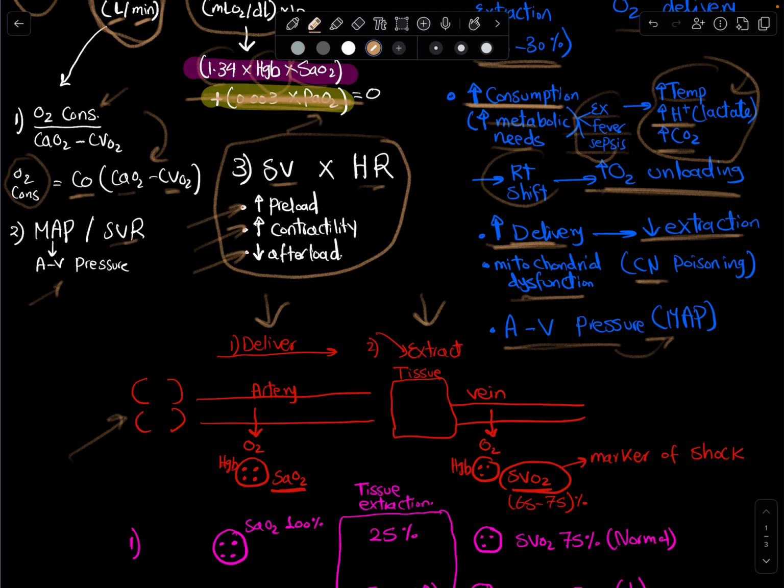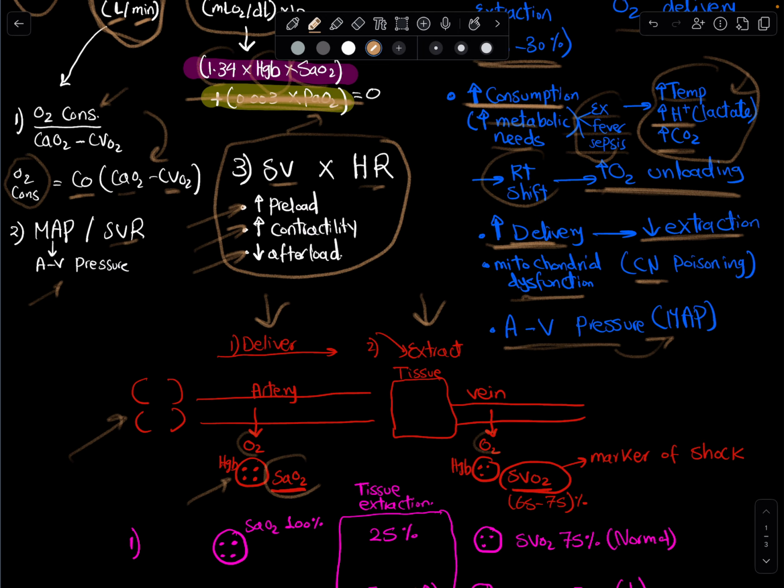Then you have the artery and you have the vein, and there's oxygen in the artery and there's oxygen in the vein. Most of the oxygen is bound to the hemoglobin in the RBCs, and how we measure the saturation of oxygen in the artery is SaO2, and for SaO2 you need an ABG, you need an arterial sample.